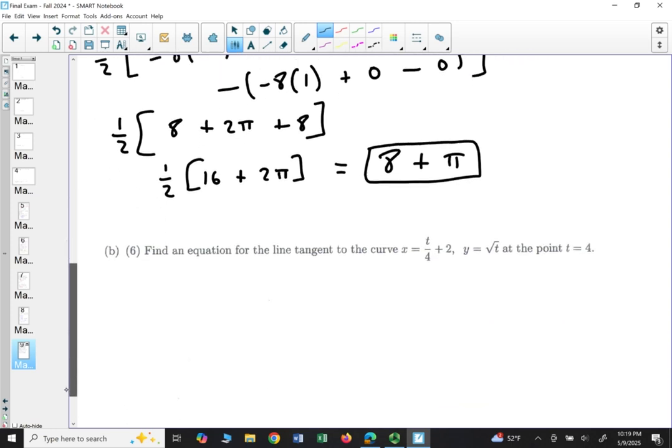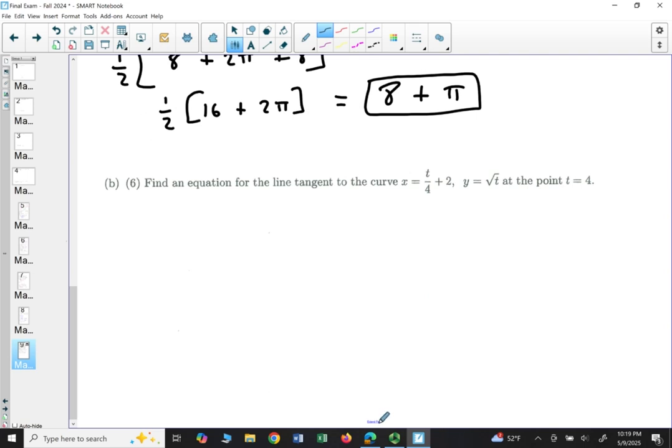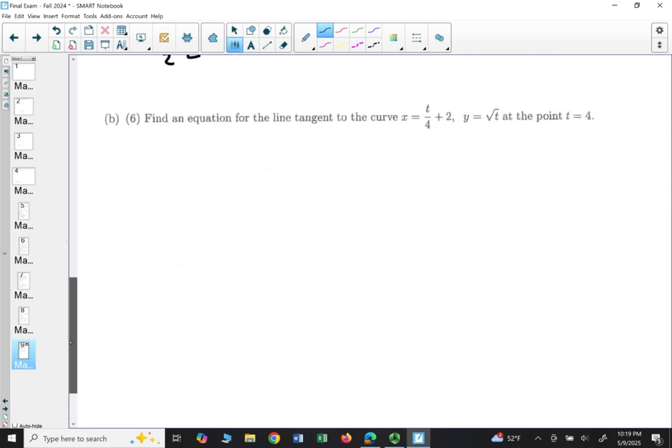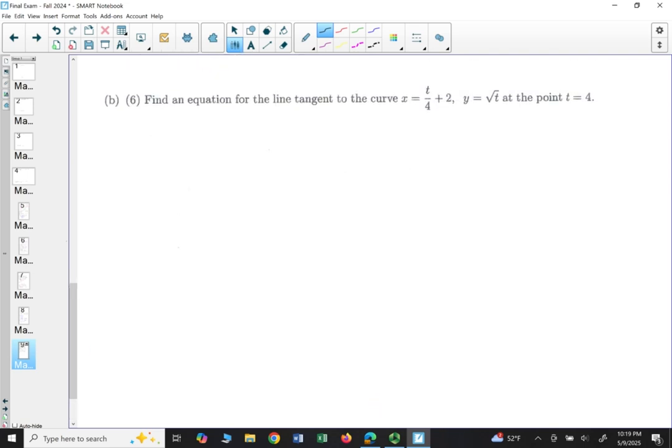Okay, let's take a look at our final question for the review. Find the equation for the line tangent to the curve x equals t over 4 plus 2, y equals the square root of t, at the point t equals 4.